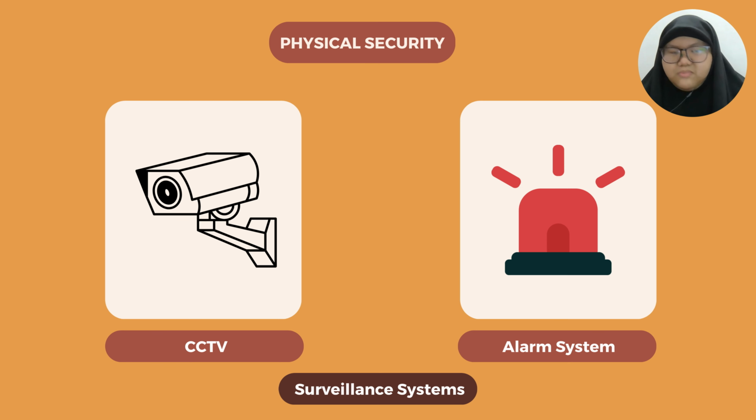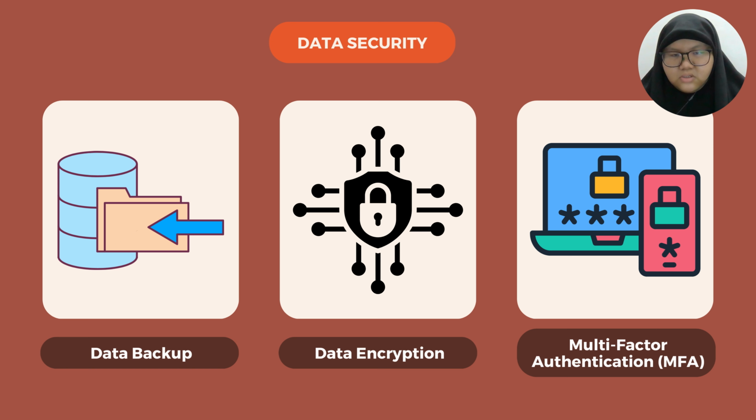We can also deploy surveillance systems such as CCTV and security alarms to further mitigate unauthorized breaches to protect confidential information. Secondly, data security. Number one is the data backup. Data backup is essential to prevent accidental file deletion or hardware failures. It is recommended to use cloud storage as the medium as it ensures reliable and secure data storage.